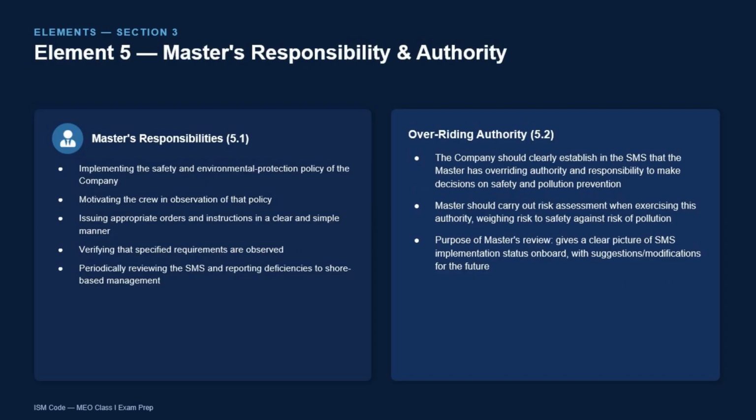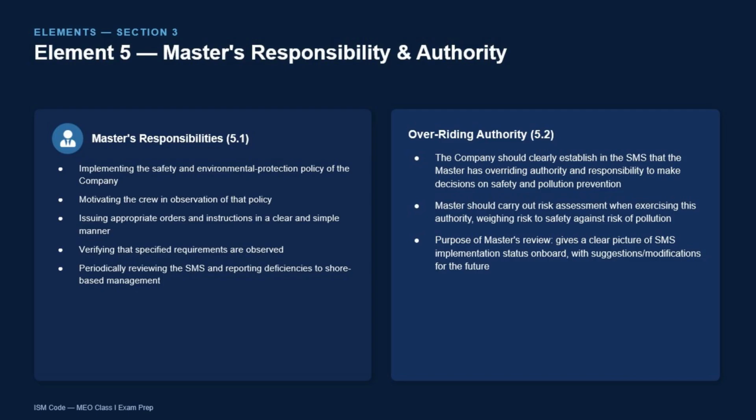Slide 16, Element 5, Master's Responsibility and Authority. Element 5 defines the responsibilities of the master. The master must implement the company's safety and environmental protection policy and motivate the crew to follow it. The master should issue clear instructions and ensure that procedures are being followed. The master should periodically review the safety management system and report deficiencies to shore management.